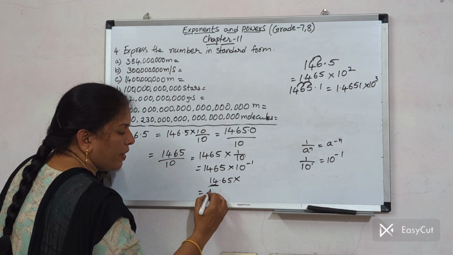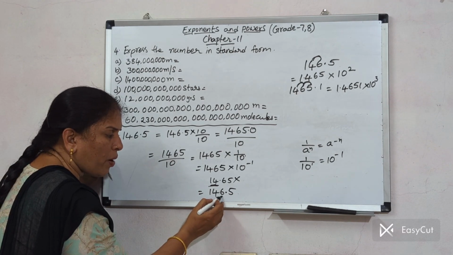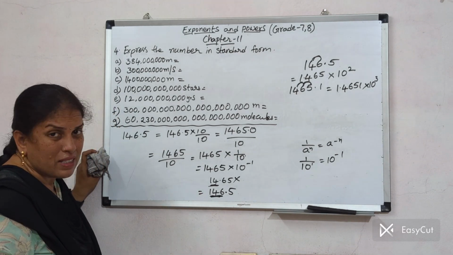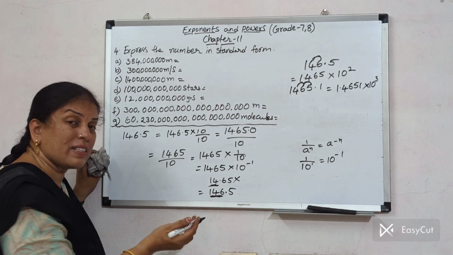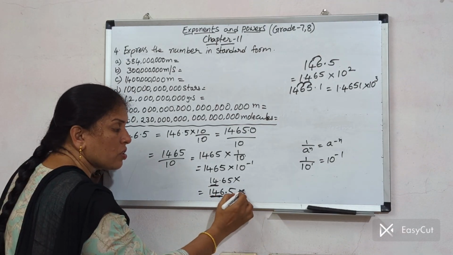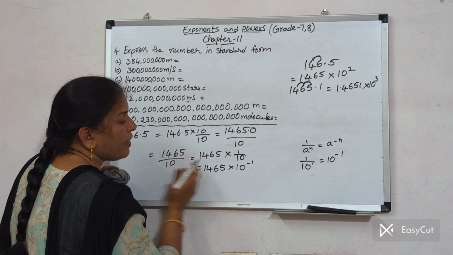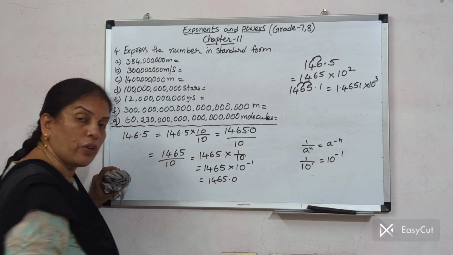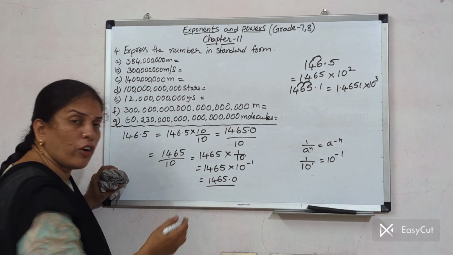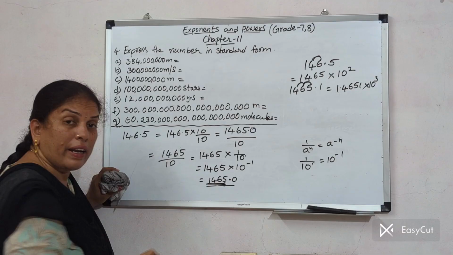One more. I am keeping point here, 146.5. Decimal point before, greater than 0 is there. But is this less than 10? No. 146 is greater than 10. So this is not a standard form. So if I keep point here, 1465.0, is this a standard form? No. Why? Because decimal point before greater than 10 is there.